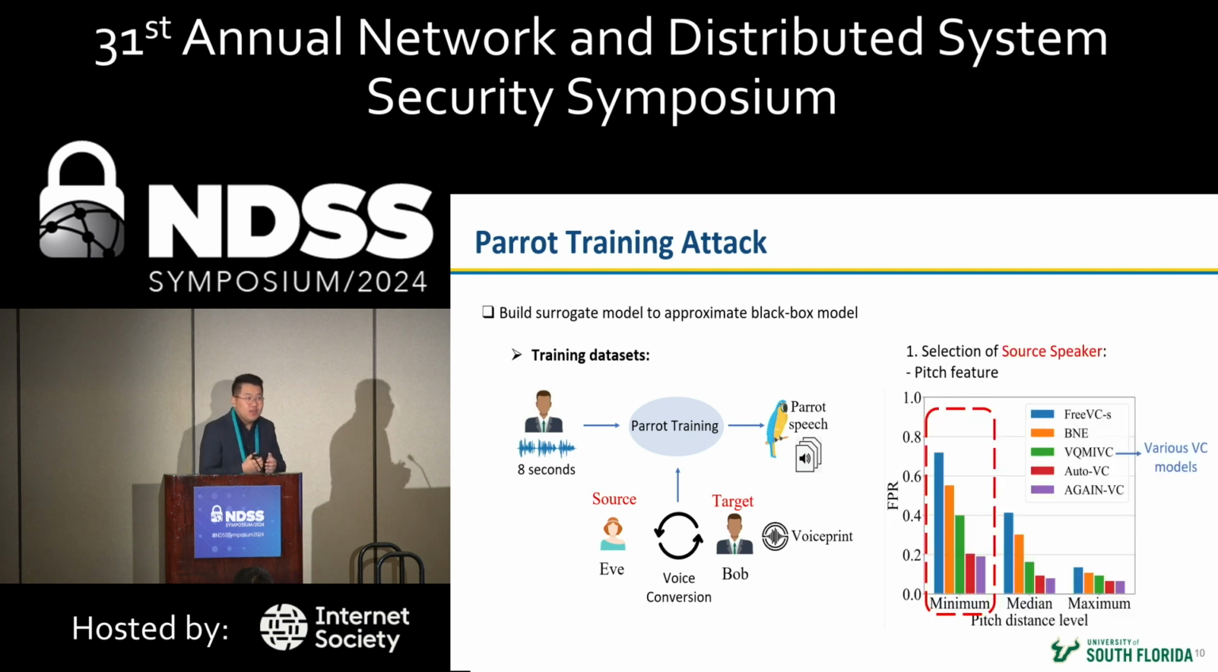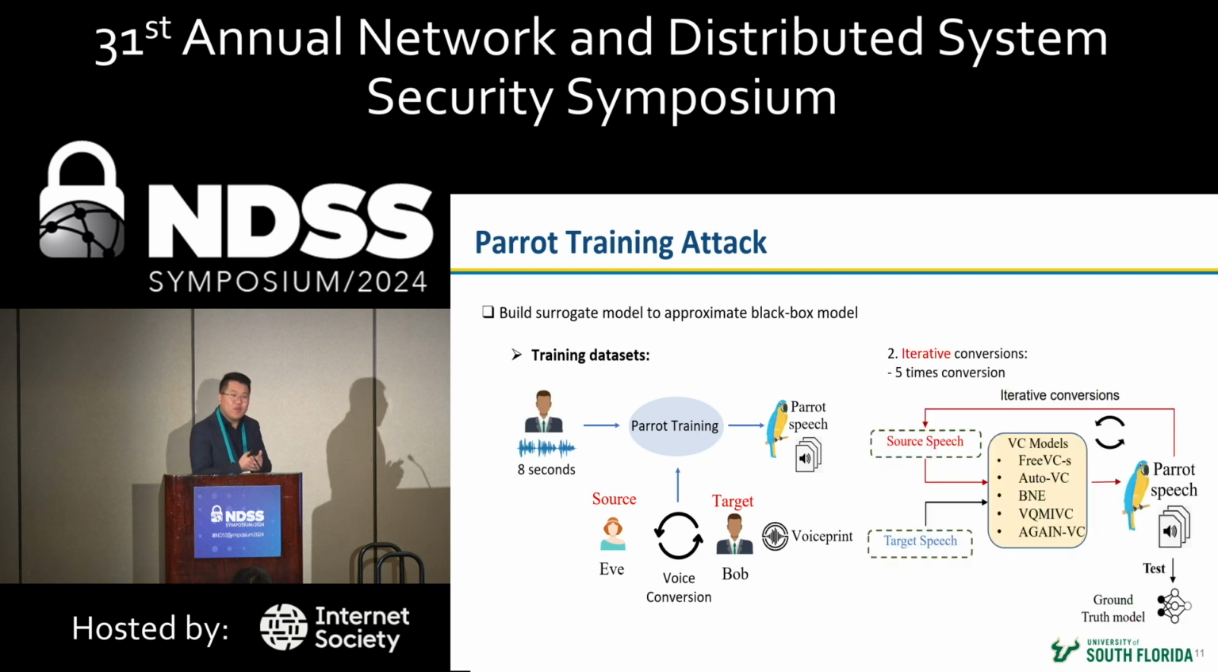First, we find that the source speaker can dominate the conversion performance. We find that speakers with a minimal pitch distance can achieve better conversion performance. So we choose the source speaker with a minimal pitch distance to the target speaker as our candidate source speaker. Furthermore, we find that one-time conversion is not perfect, so we propose iterative conversions. For example, we use the previously generated parrot speech as a new source speech to reconvert in these models. So finally, we can get like 20 minutes of speech from the target speaker.